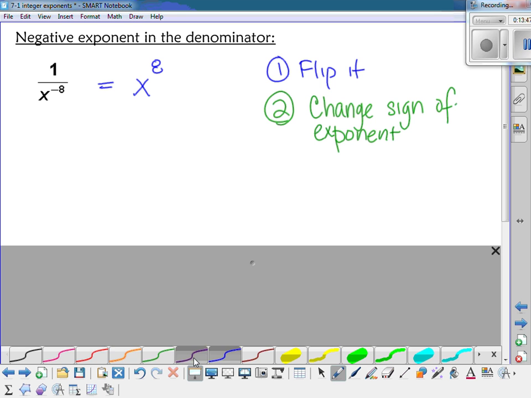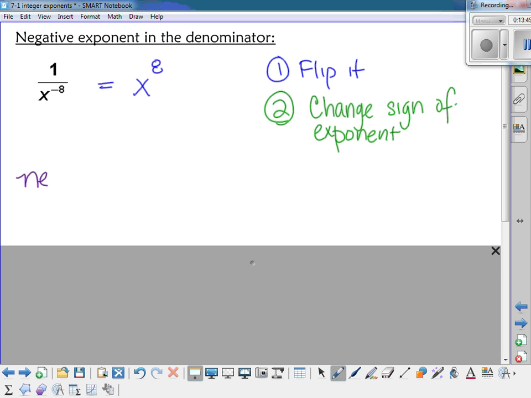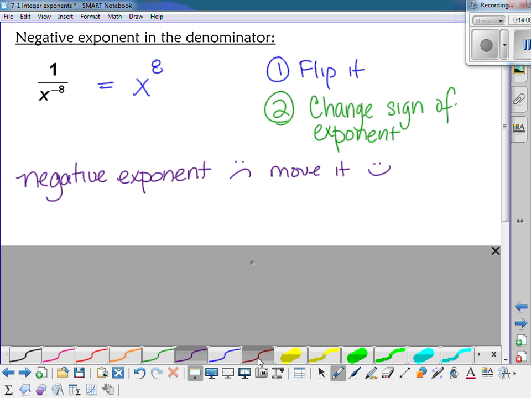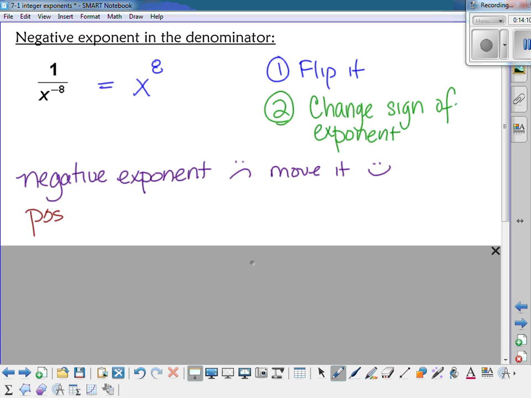So one way you can think of it is that if you have a negative exponent, he's sad. And when you move him, then he's happy. Okay? But if you have a positive exponent, he's already happy, so just leave him alone. Don't move it.